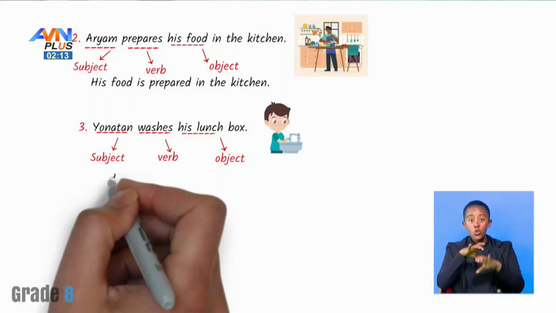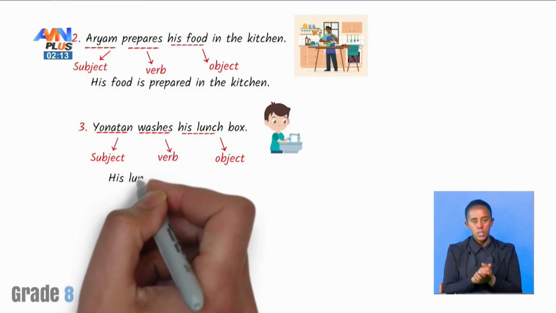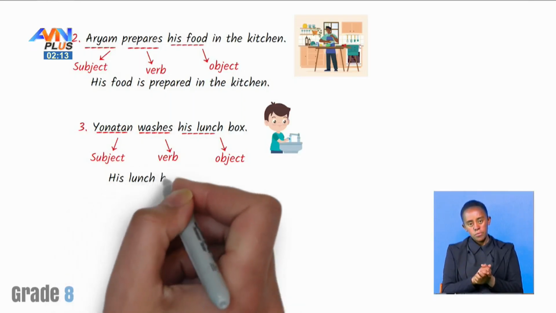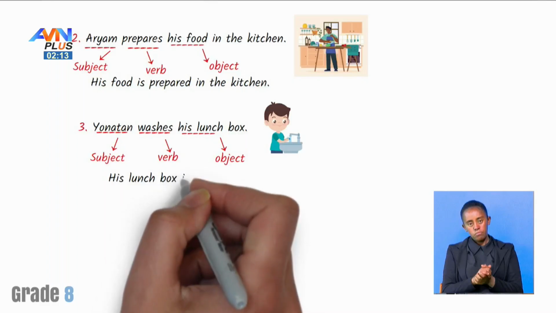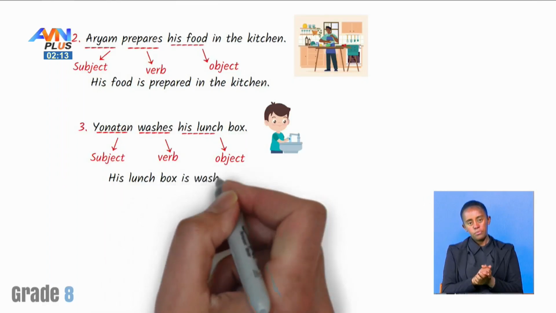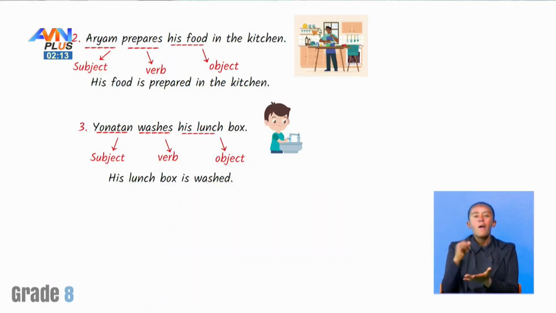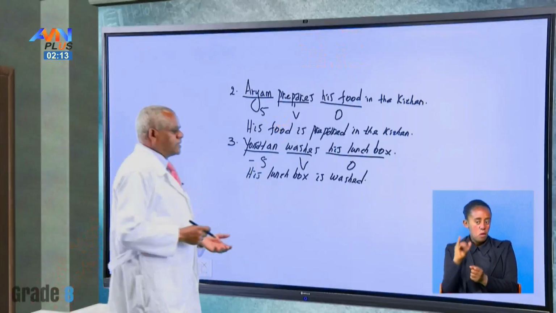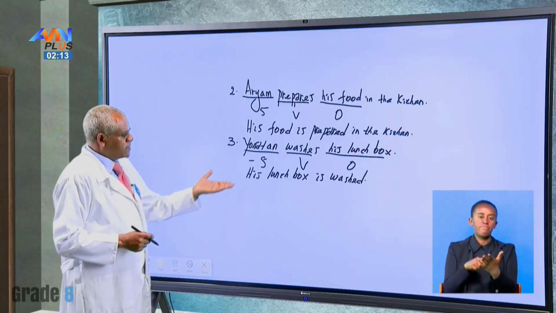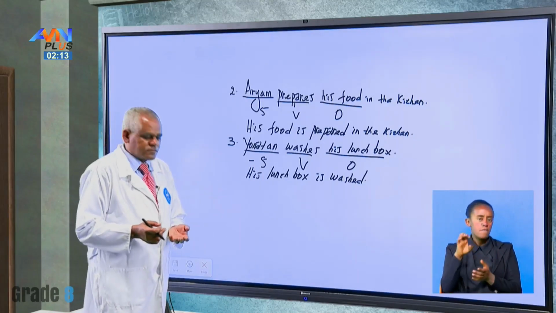His lunchbox is washed. By whom? By Jonathan. If you want, you can write by Jonathan. Otherwise, if you write like this, it's fine. Still now it is a passive voice.